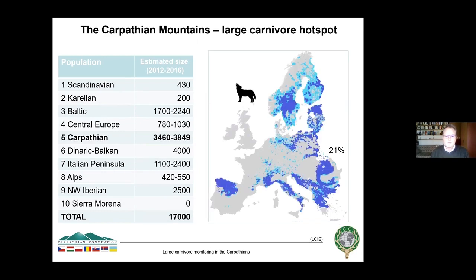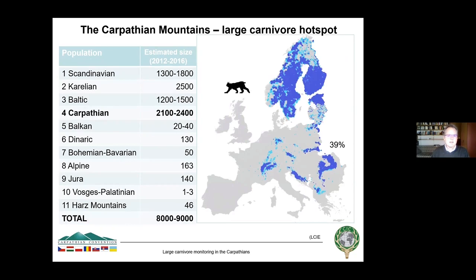Also with wolf, it's quite a huge proportion. It's 21% of all wolves in Europe that live in the Carpathian mountain system. And with lynx, it's about 39%. 39% of all lynx monitored with the Large Carnivore Initiative for Europe is inhabiting the seven countries of the Carpathian mountains. So large carnivores are quite important for biodiversity in the Carpathians.